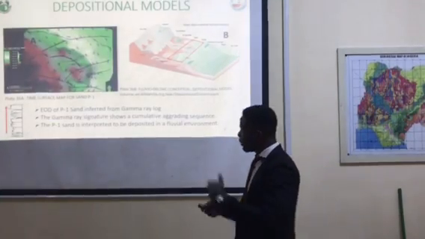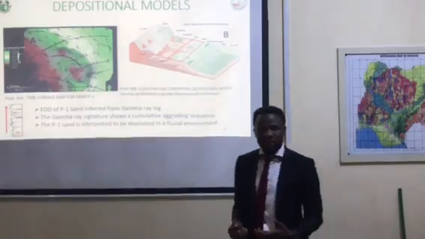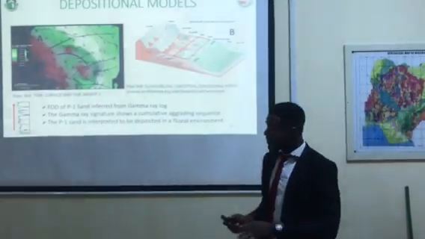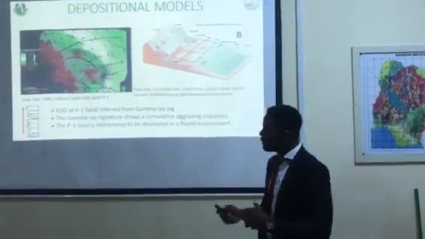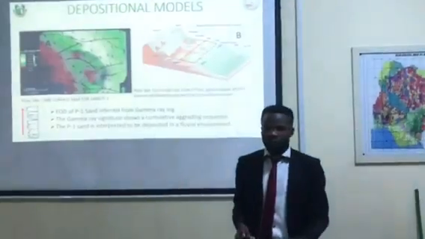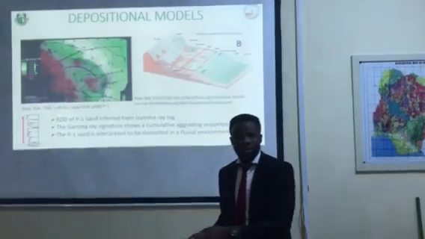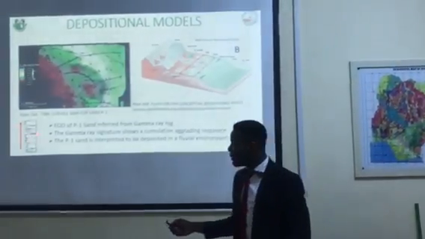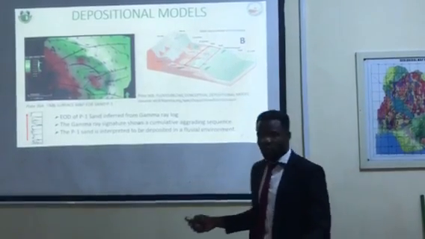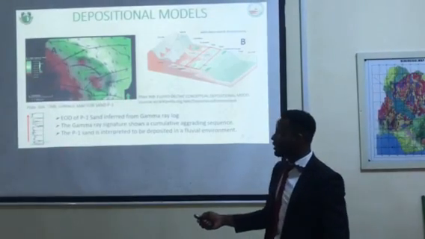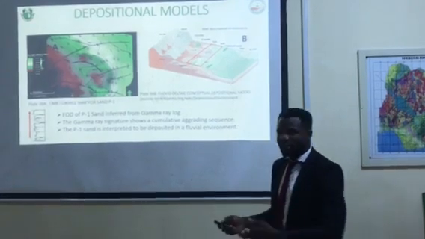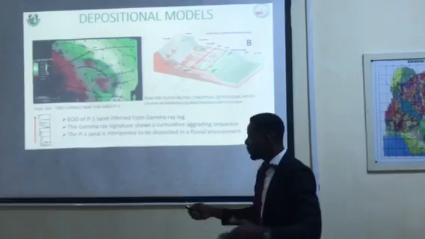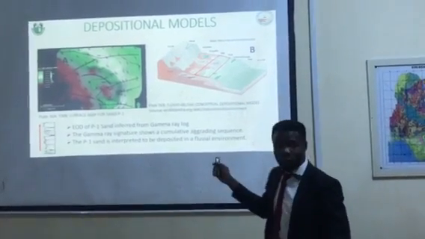For the depositional models, we used basically the gamma ray log to infer the depositional model for our study area. For the P1 sand, using the gamma ray log, we're able to inform our judgment on what kind of environment our sand was deposited in. As you can see, cumulatively over the whole section, it shows an aggrading stacking pattern, which informs our decision that we might be dealing with channel sand, and consequently a fluvial environment for our P1 sand.